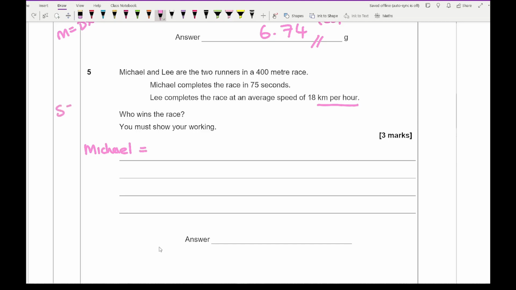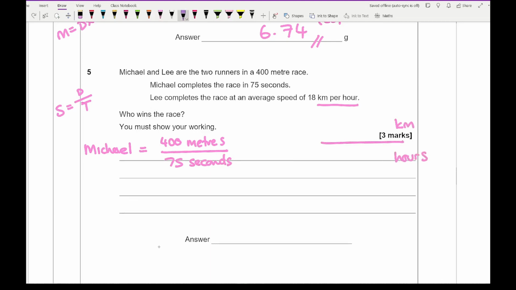So remember, speed equals distance divided by time. Looking at the units, we know it's 400 meters over 75 seconds. Now what we need to do is convert that into kilometers, and we need to convert the time into hours.